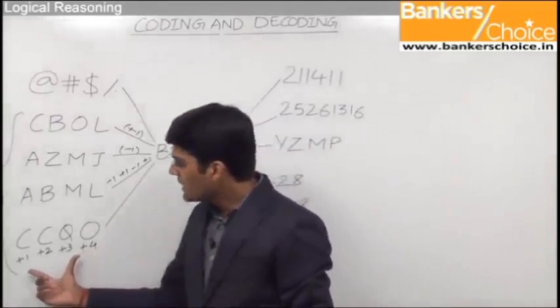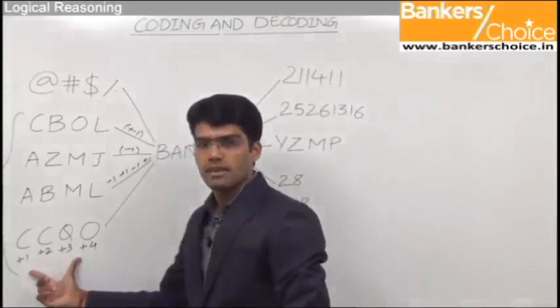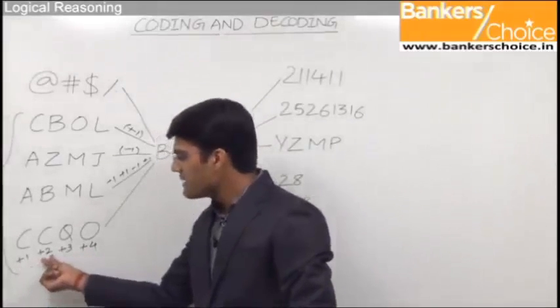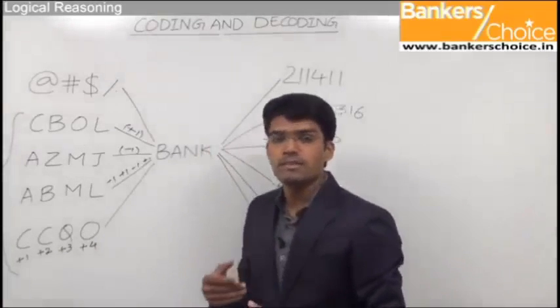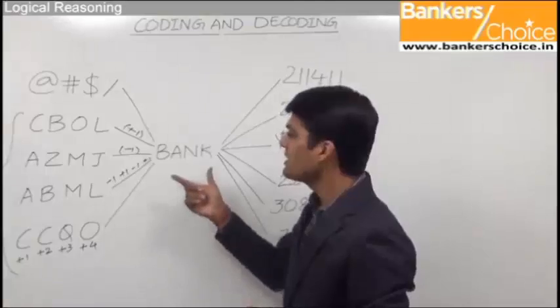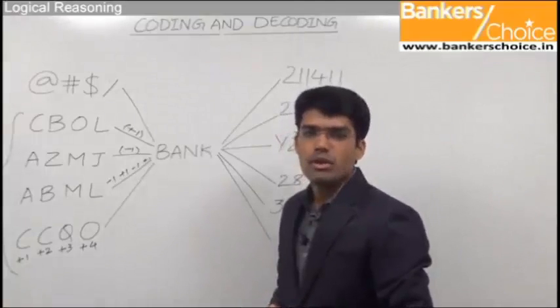And if we take the last one, there is a pattern in the shifting of the letters. That is, it is an increasing pattern, +1, +2, +3, +4 and so on. So this is how we are supposed to understand the logic behind the coding of the given word.